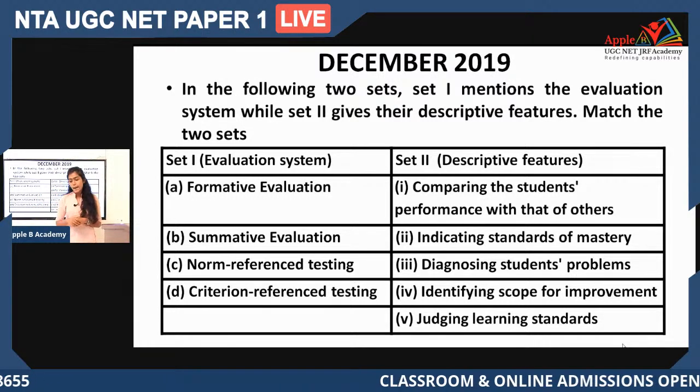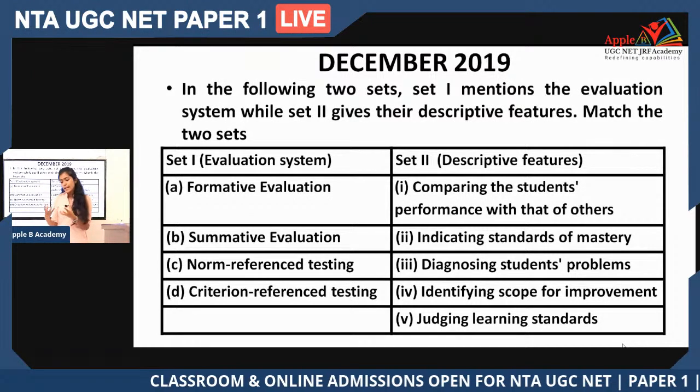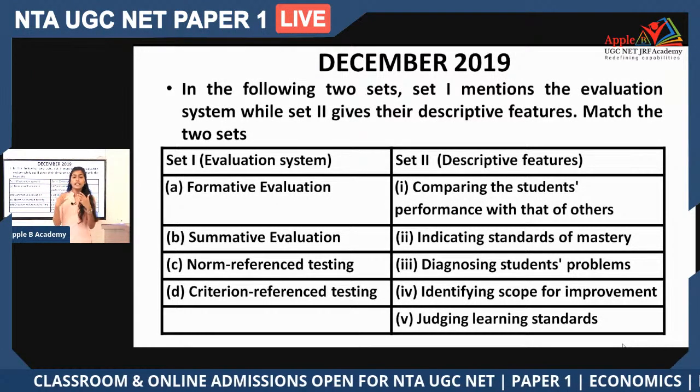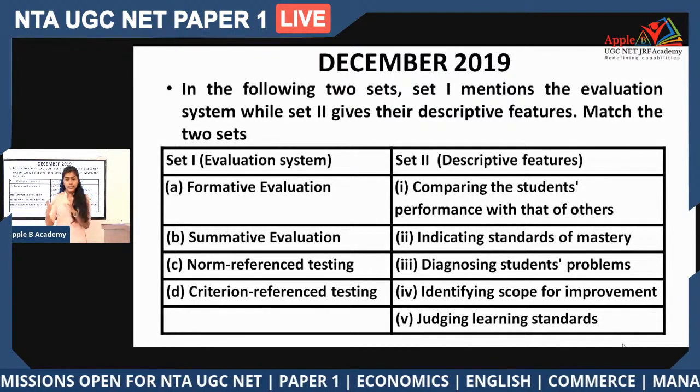Option B is summative evaluation. So what happens in the summative evaluation? In summative evaluation, we are checking whether this student has learned what we have taught in the process of this course.